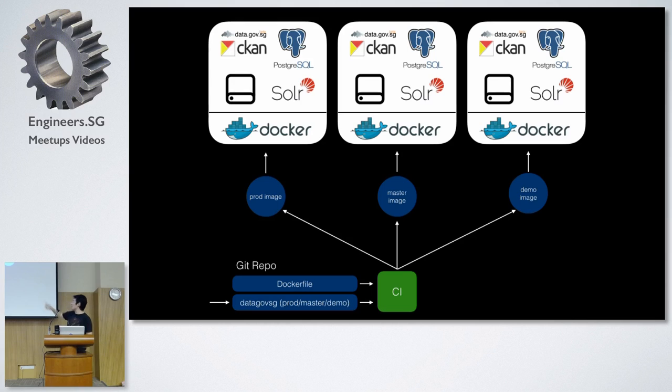And what happens is we have a Git repo, which has two things on it. It has both our actual code, the data.gov.sg code, as well as this thing called a Docker file. A Docker file is just sort of like a set of instructions to create a Docker image. That's the way you think about it.